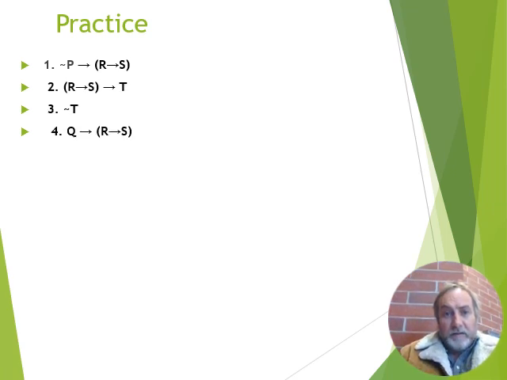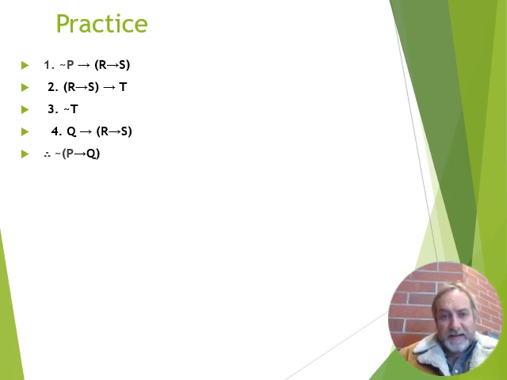Feel free to reach out in the discussions if you are getting stuck, and reach out to me. So here we've got 4 premises, and here's our conclusion. The premises are a little bit ugly, right? We've got, premise 1, if not P, then if R, then S. Premise 2, if R then S, then T. We've got the negation of T on line 3. 4 is also kind of complicated: if Q, then if R, then S. And the thing we're trying to prove at the end of it is the negation of a conditional.